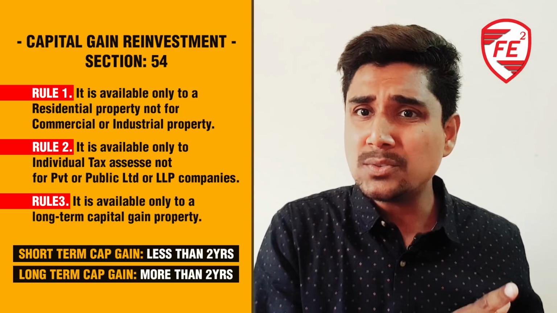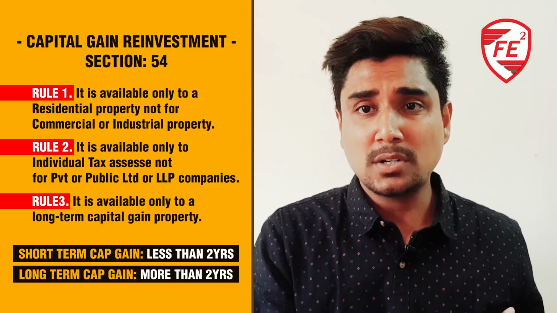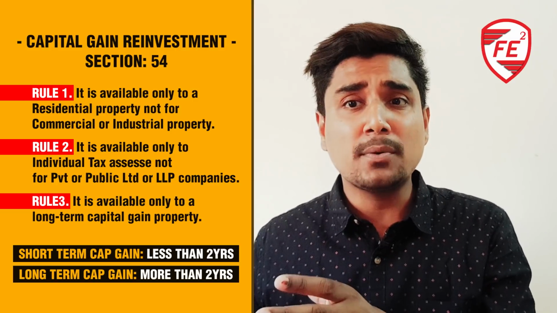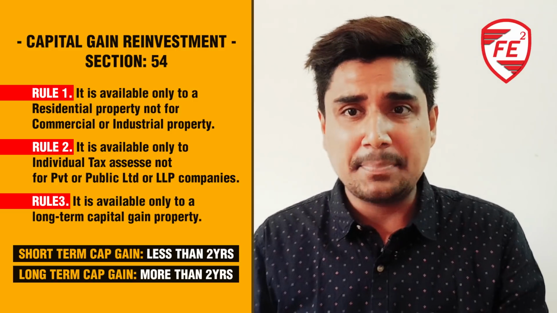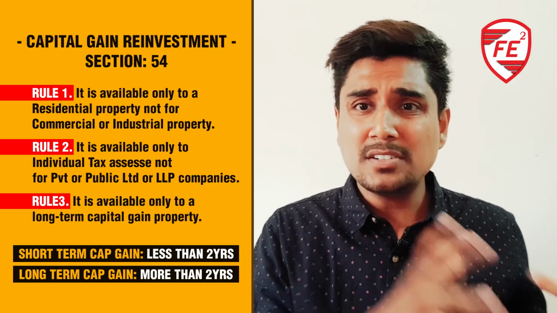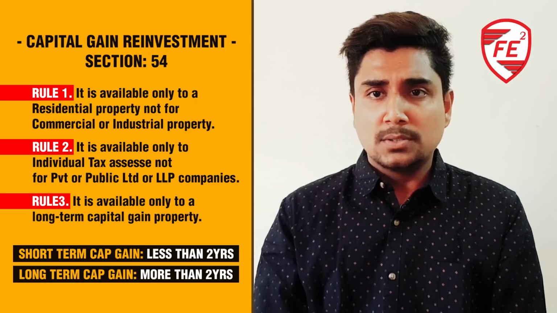If you buy and sell within 24 months, it's called short-term capital gain. If you buy and sell after 24 months, it's called long-term capital gain. So this is short-term capital gain and long-term capital gain. So these are the 3 rules.